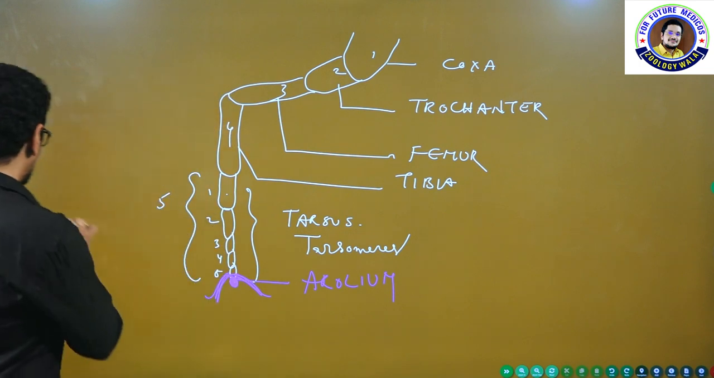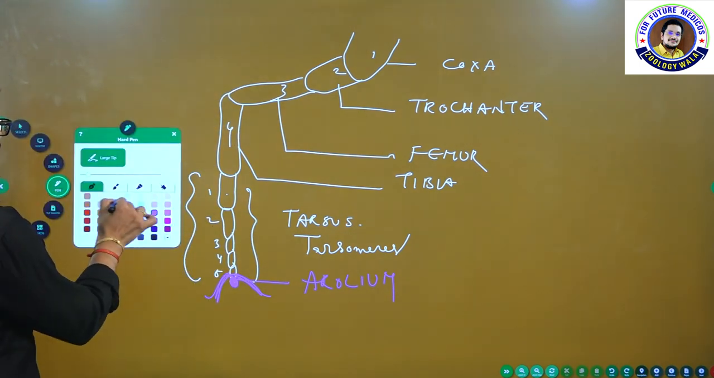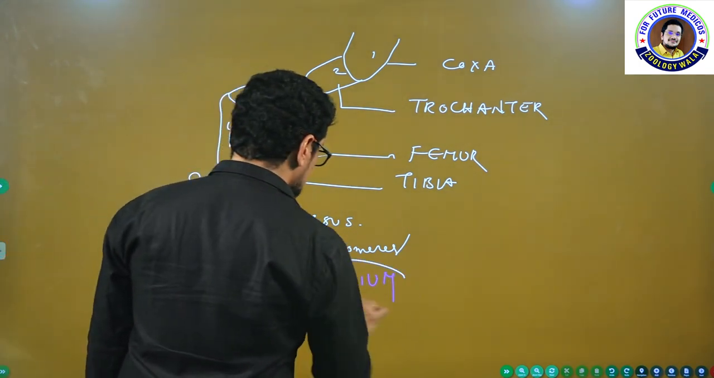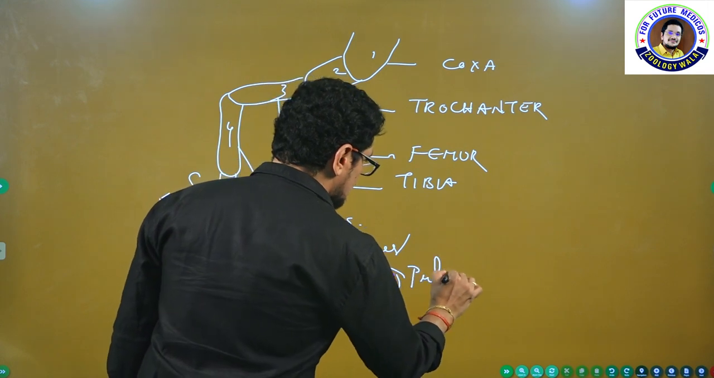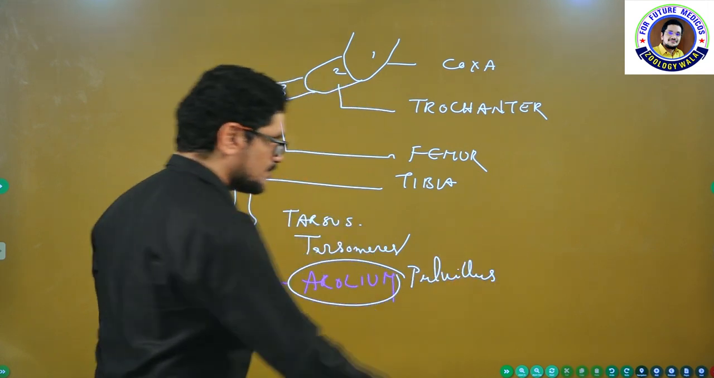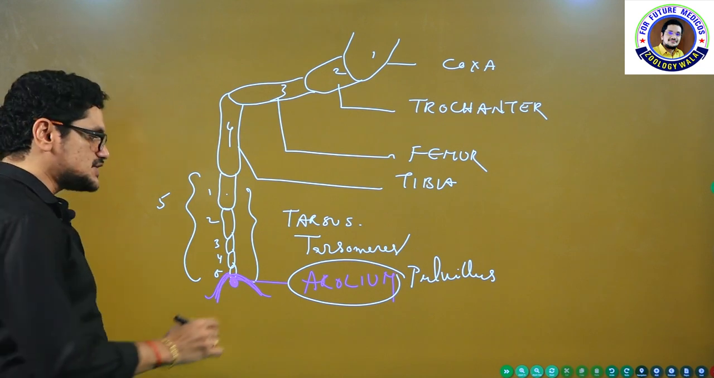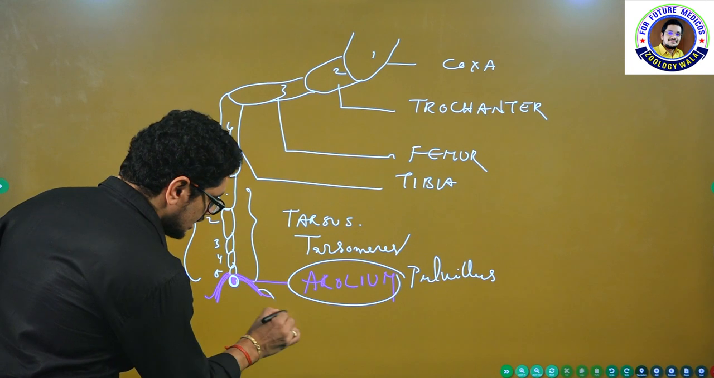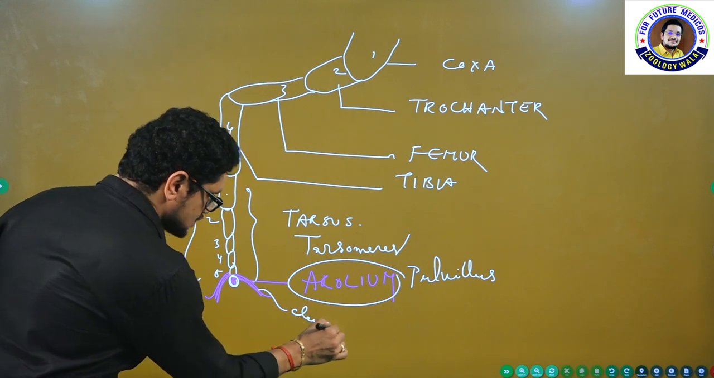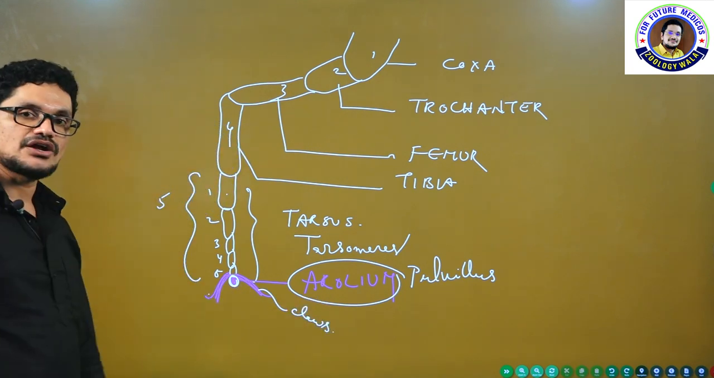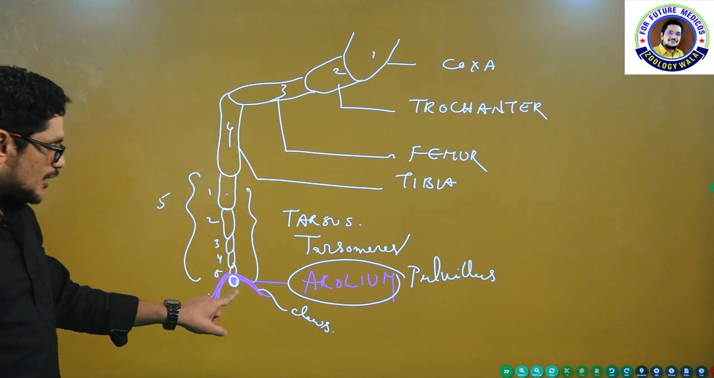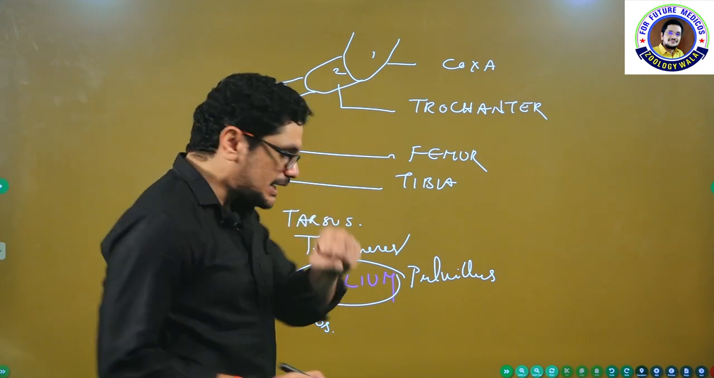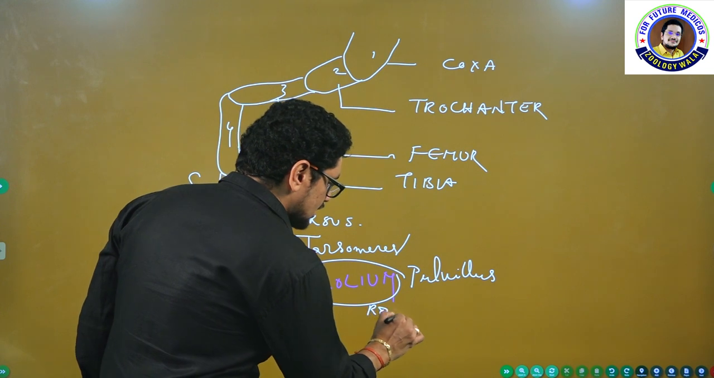A-R-O-L-I-U-M, arolium. There is another name for this arolium. Arolium is also called pulvillus, P-U-L-V-I-L-L-U-S. Arolium or pulvillus is a chitinous pad which is present here, with a pair of claws on either side. So, this is one claw, this is another claw. And the arolium is useful to provide grip to the cockroach while it is moving on a rough surface.